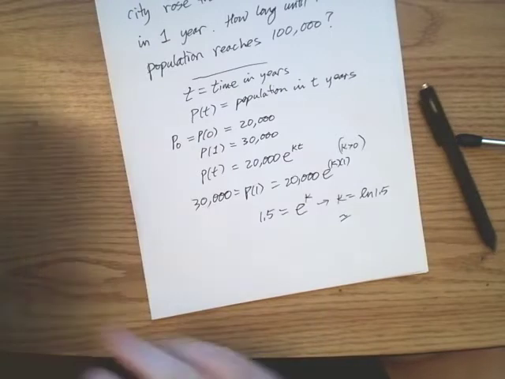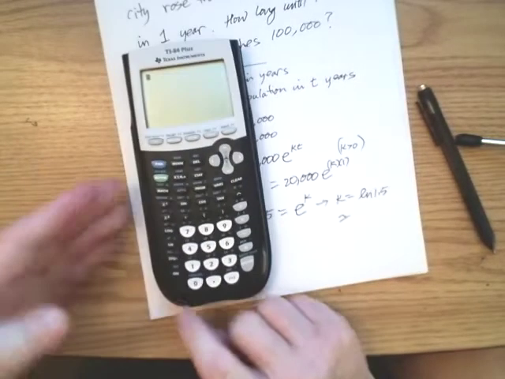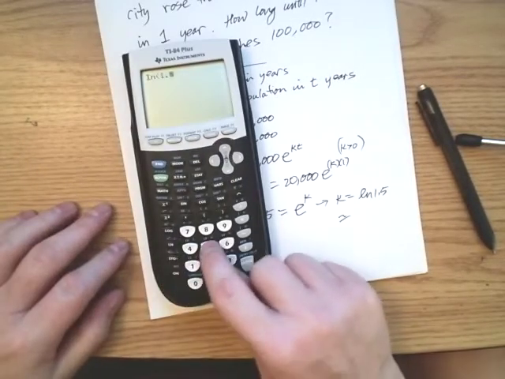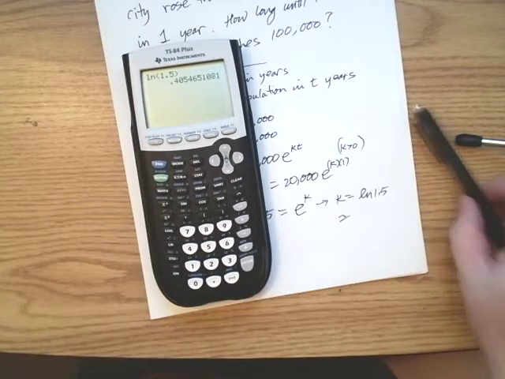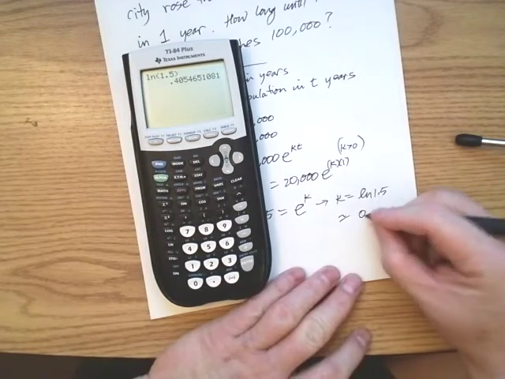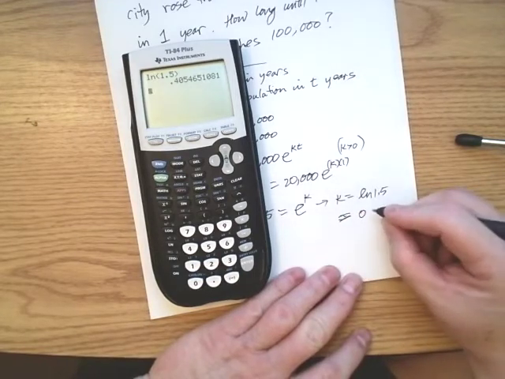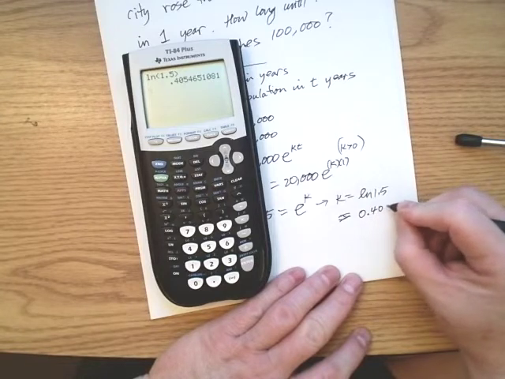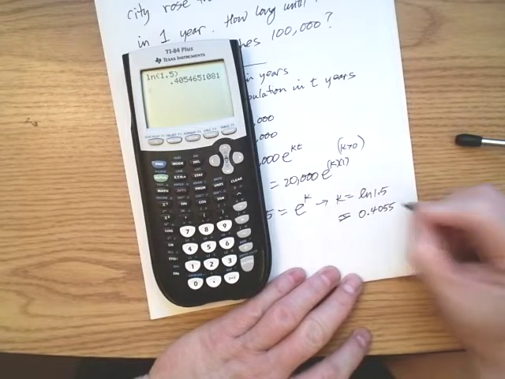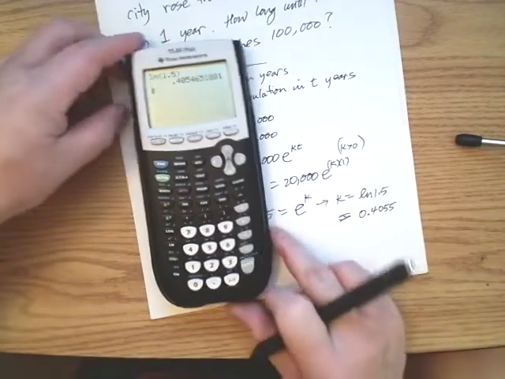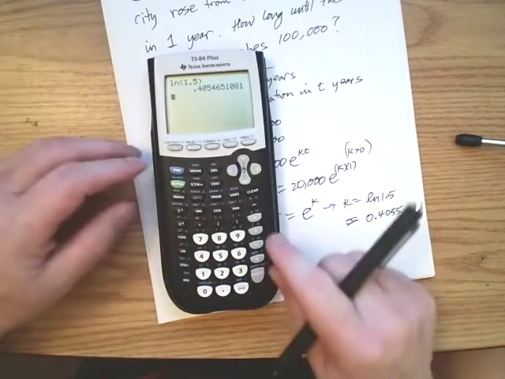And what should that be approximately? Okay, let's use our calcs. It better be a positive number. This is about 0.4055. Again, I'm going to round to 4 decimal places. That's what I get on mine.